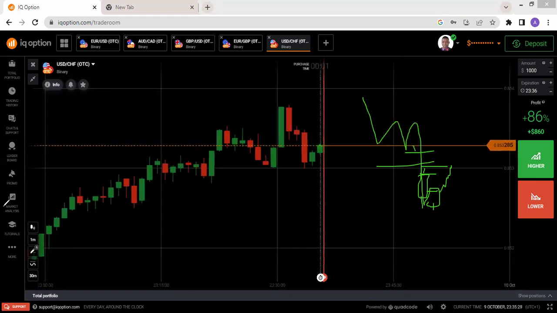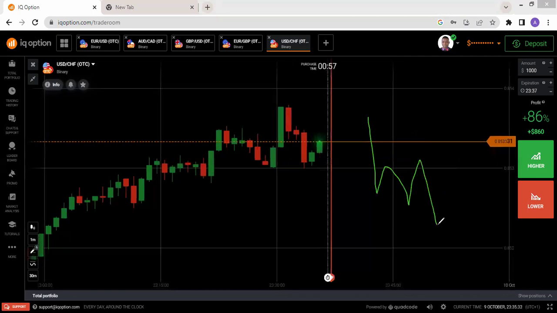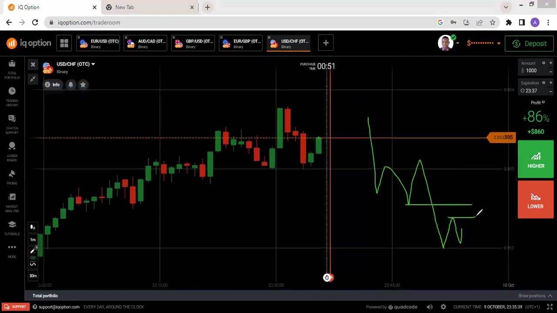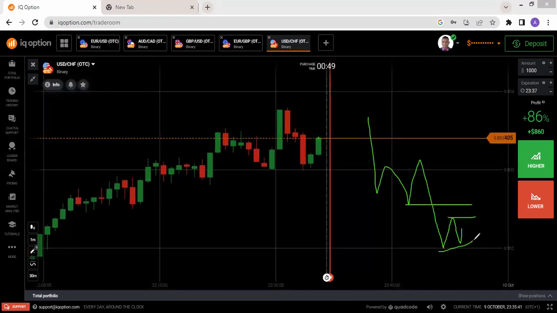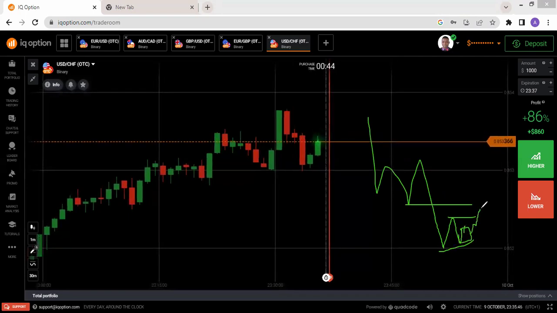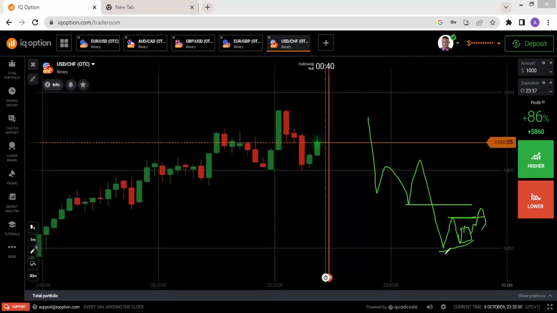Then we have the second pullback trade, where we form a swing low, then we go. Our aim is not even to go above, but to this high. When we have this one like this, it's high probability that the next 2 or 3 hours will go up to this high. Then you are done for the day.